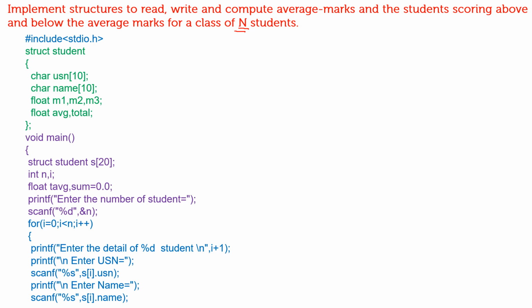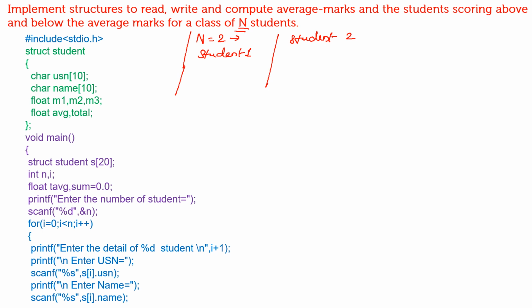So let me take a small example first. Let us consider n is equal to 2. Okay, so what is the number of students? I'm assuming that it is 2. So we have only 2 students. Okay, so for student 1, you have to enter the details, right? And similarly for student 2, you will enter the details.